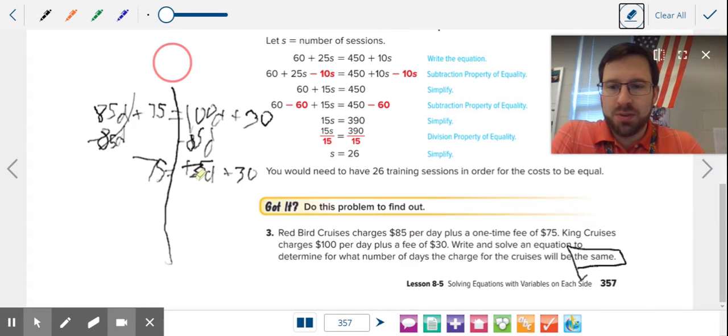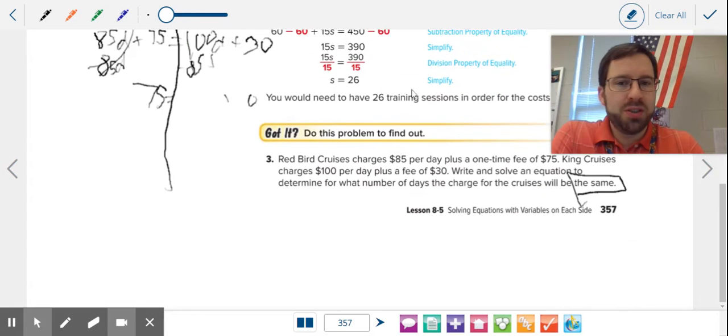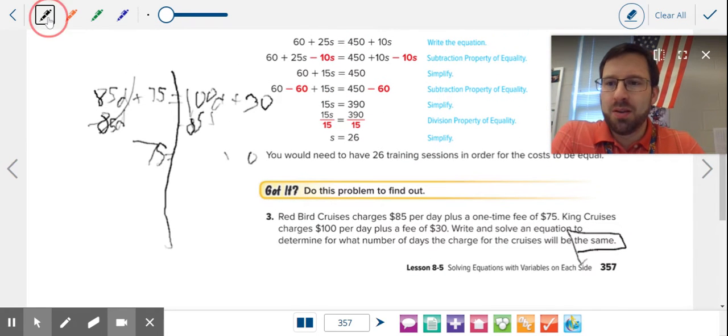Hopefully this doesn't erase too much. Of course it did. That eraser on this program is not very good. Not very good at all.